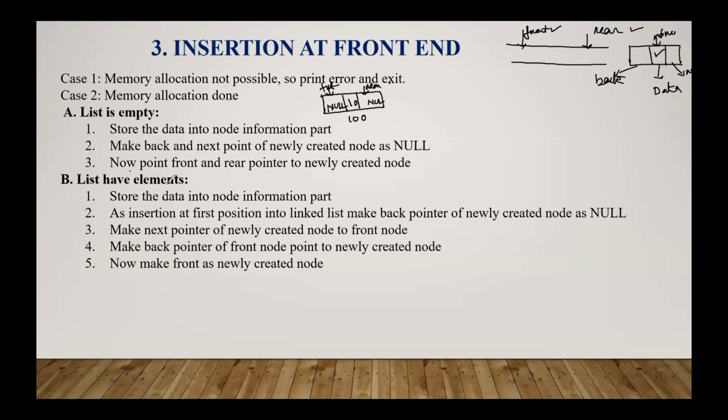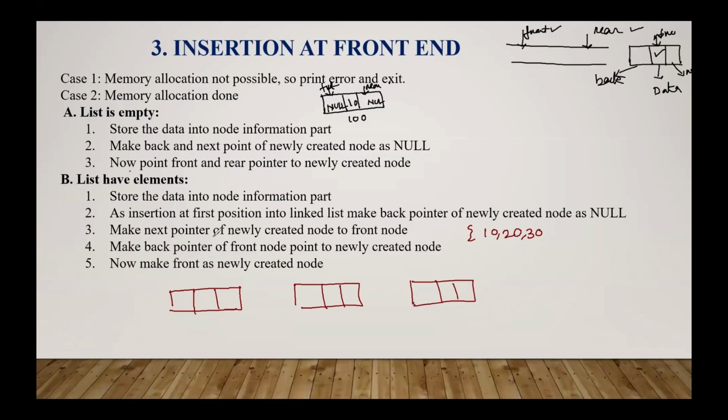Otherwise, the list has elements, meaning the queue has elements. The double-ended queue is represented by a list. For example, the queue has the elements 10, 20, 30. Now this is the double-ended queue: first node, second node, third node. For three pieces of information we require a minimum of three nodes.